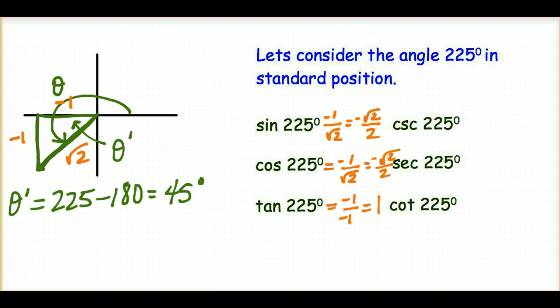When I go over to the cosecant, I'm going to flip this one so that I don't have to re-rationalize it. So I will just get negative root 2. Secant, I'll get negative root 2. And when I reciprocate 1 for cotangent, I'm left with 1.